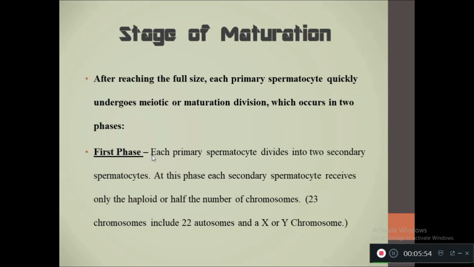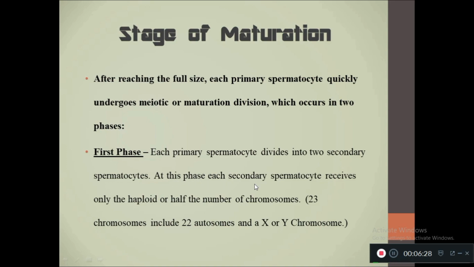The third stage is maturation. After reaching full size, each primary spermatocyte quickly undergoes meiotic or maturation division, which occurs in two phases. So in the third stage, once the cells get bigger in size, they undergo meiotic division, otherwise called maturation division. In the first phase, each primary spermatocyte divides into two secondary spermatocytes. This we have seen in the diagram earlier.